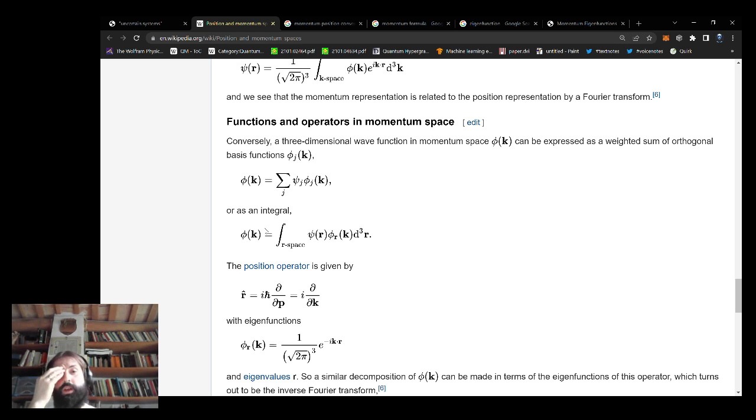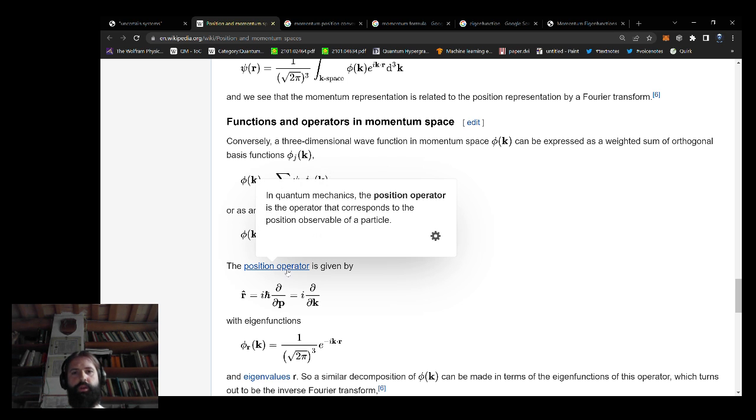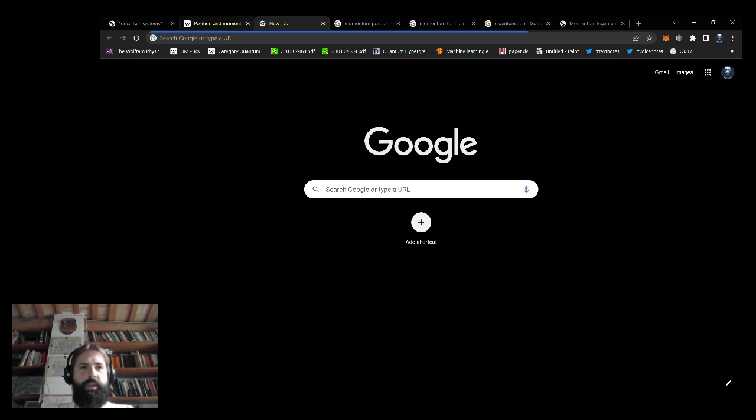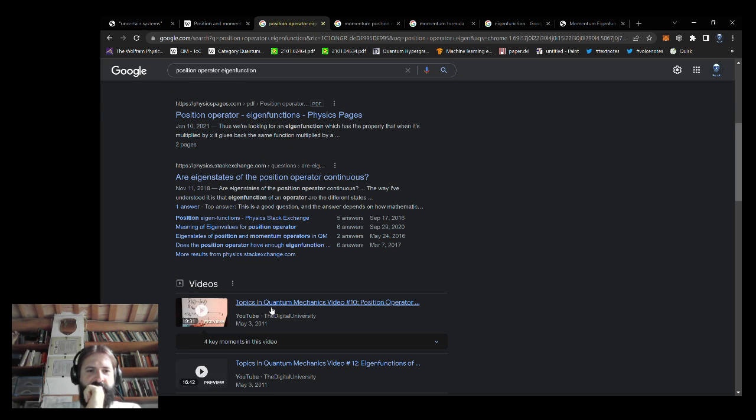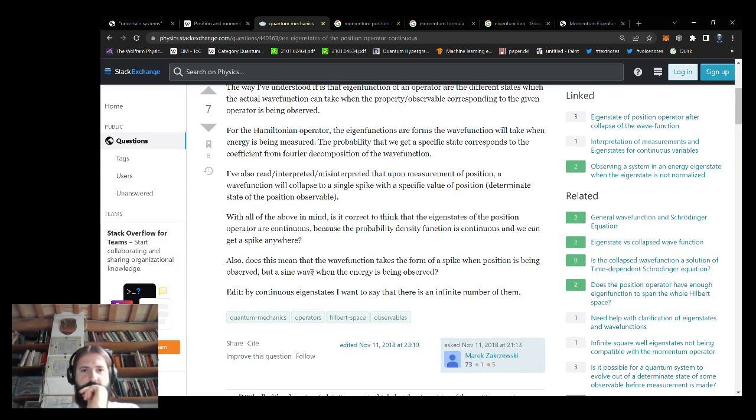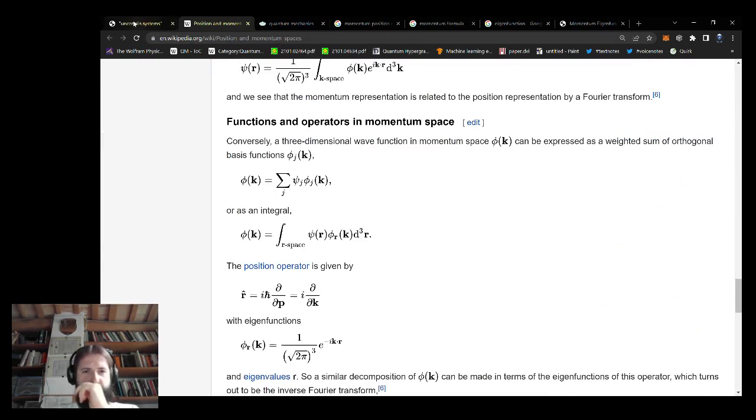So you're saying, okay, so something that's in momentum space can be expressed as a weighted sum of orthogonal bases. Boom. And so you're just saying, okay, so you're taking the eigenvalues of the position operator. So that's what we want to look at, not the momentum operator. Position operator eigenfunction. That's what we're going to look at. At least trying to understand these, because that's what you're saying.